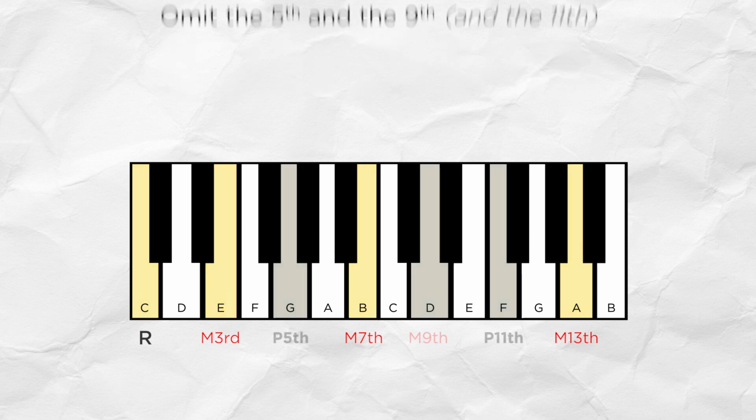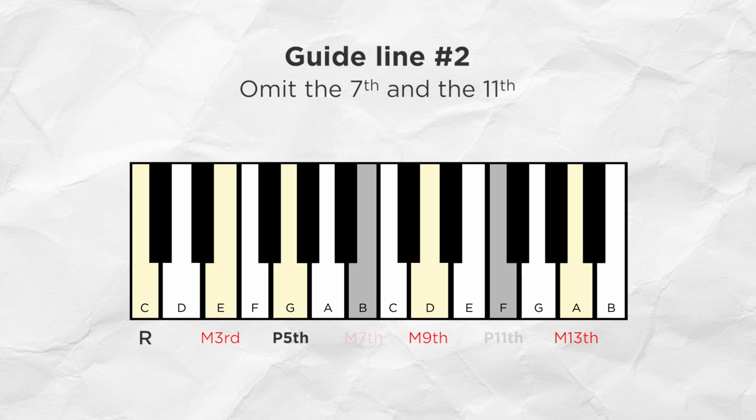Another common combination is to omit the 7th and the 11th. This would keep only the root note, the 3rd, the 5th, the 9th, and the 13th. In this case, that makes a chord that we can call a 6-9. As the 13th is the same note as the 6th, that makes a triad with a 6th and a 9th.